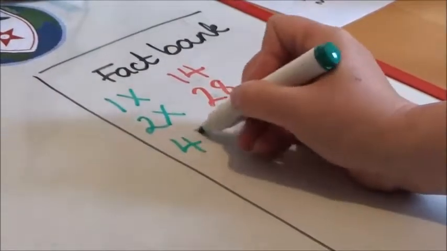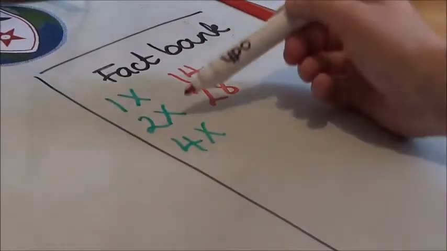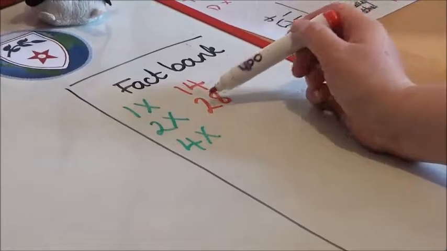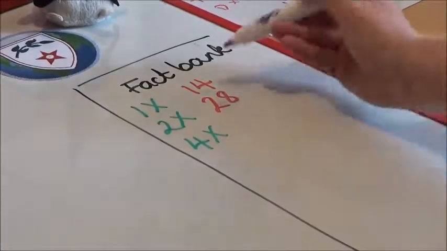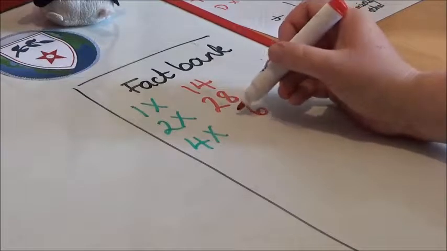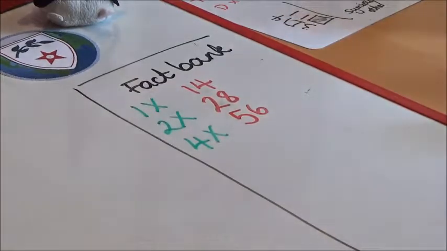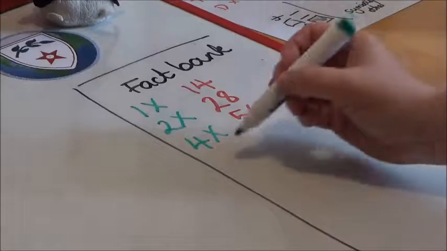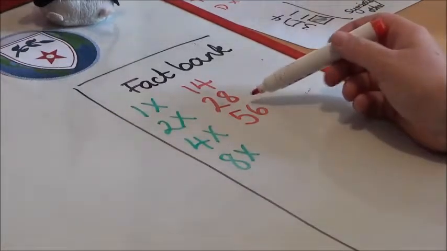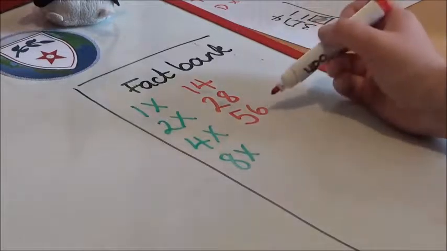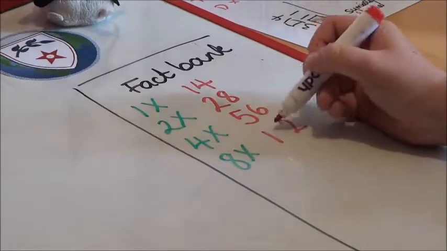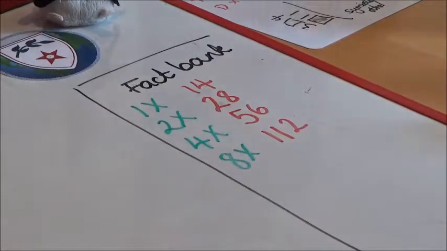Now 4 times 14, just as we talked about with our multiplication understanding in previous videos, is just going to be double 2 times. So double 8 is 16 and double 20 is 40. 40 add 16 is 56. 8 times 14, as we said before, is just going to be double 4 times. Double 56 is 112. So 8 times is going to be 112.